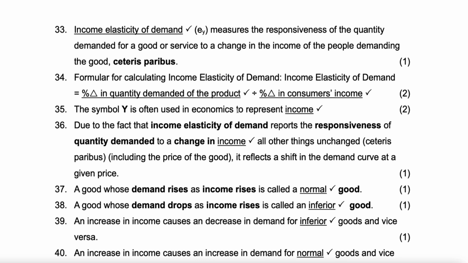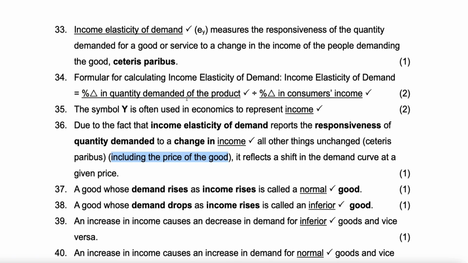The symbol Y is often used in economics to represent income. Due to the fact that income elasticity of demand reports the responsiveness of quantity demanded to a change in income, all other things unchanged, ceteris paribus, including the price of the good. This is a very important phrase that I threw there, not we, because I did it alone, right? Including the price of the good. So we keep the price of the good constant, and now the only thing that changes is your income.